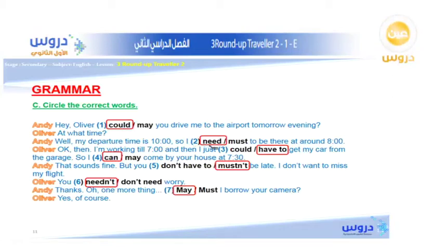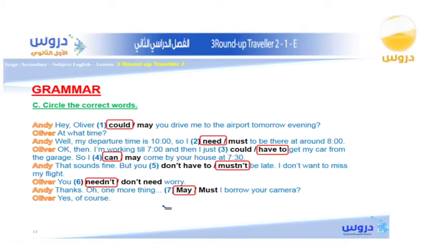Ability. Here we also have need: I need to be there around. And the third one is have to, which means must. Have to get my car from the garage. Also here I can come by your, there's a kind of ability also. Here, Andy mustn't be late. Mustn't be late. And you need not worry.